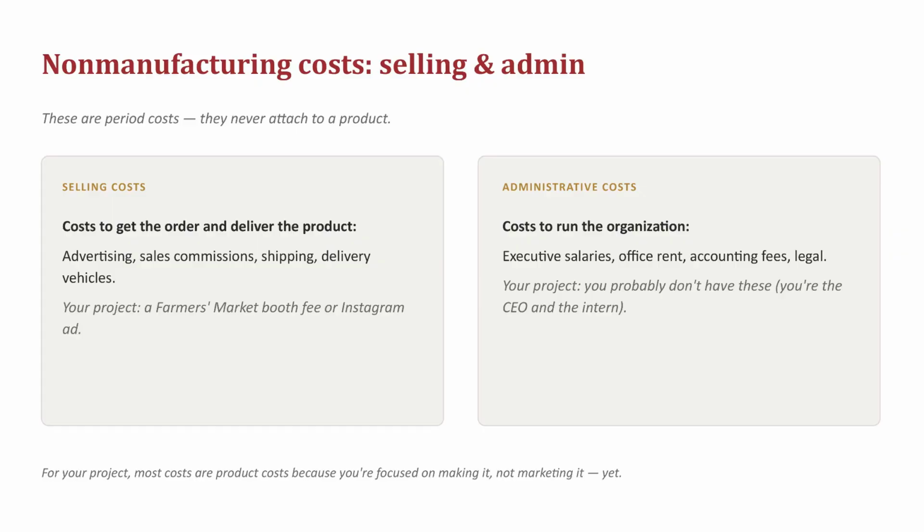Outside of manufacturing, the big period costs split into two groups. Selling costs are the costs to get the order and deliver the product. Advertising, sales commissions, shipping, and even a farmer's market booth fee or Instagram ad. Administrative costs are the costs to run the organization. Executive salaries, office rent, accounting fees, and legal costs.